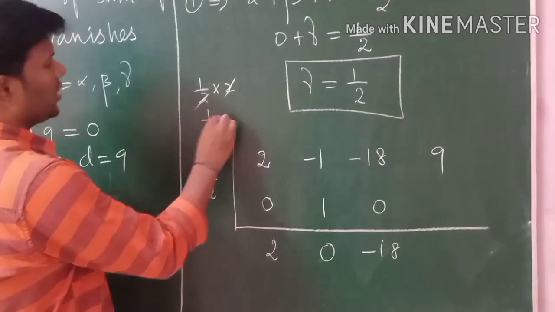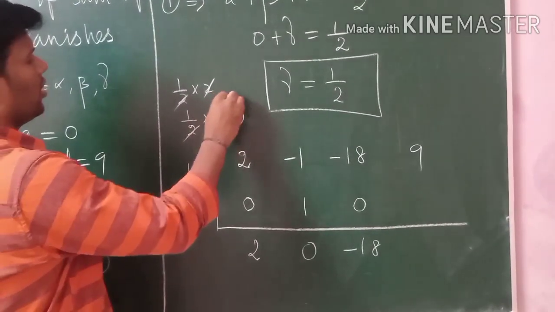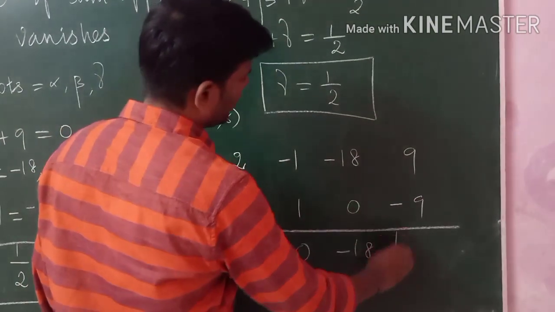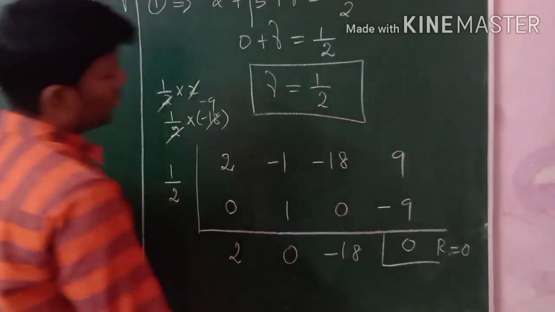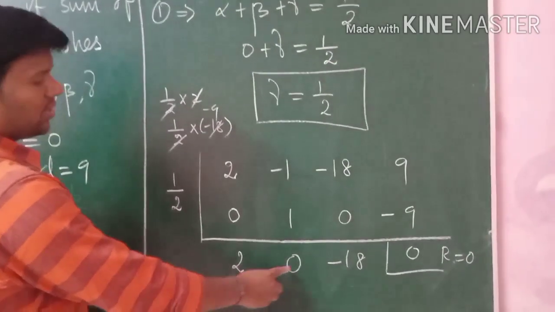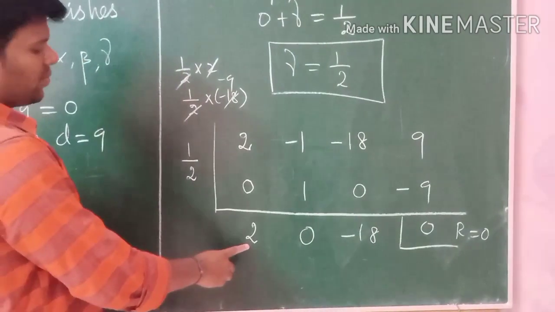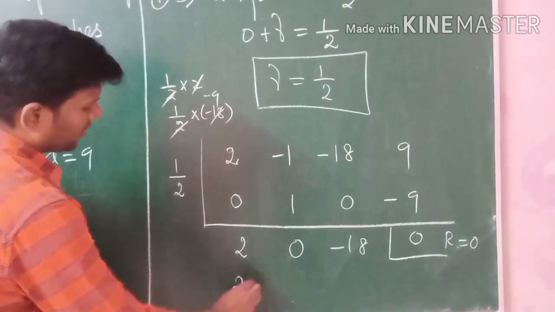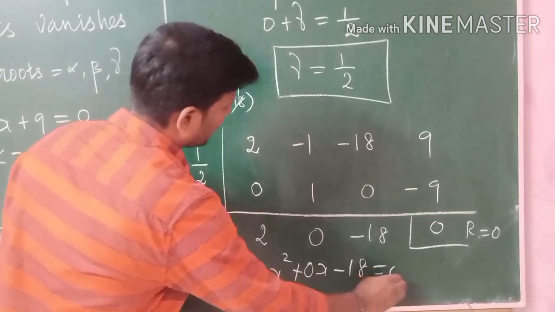So 1 by 2 into minus 18. 1 2 is 2, 9 2s are 18. So 1 into minus 9, minus 9. So 9 minus 9 is 0. So remainder is what? 0. So the other corresponding factor is what? 2x square plus 0x minus 18. The remainder is 0, so for the other corresponding factor we take the x square term, x term and constant term. So 2x square plus 0x minus 18 equal to 0.